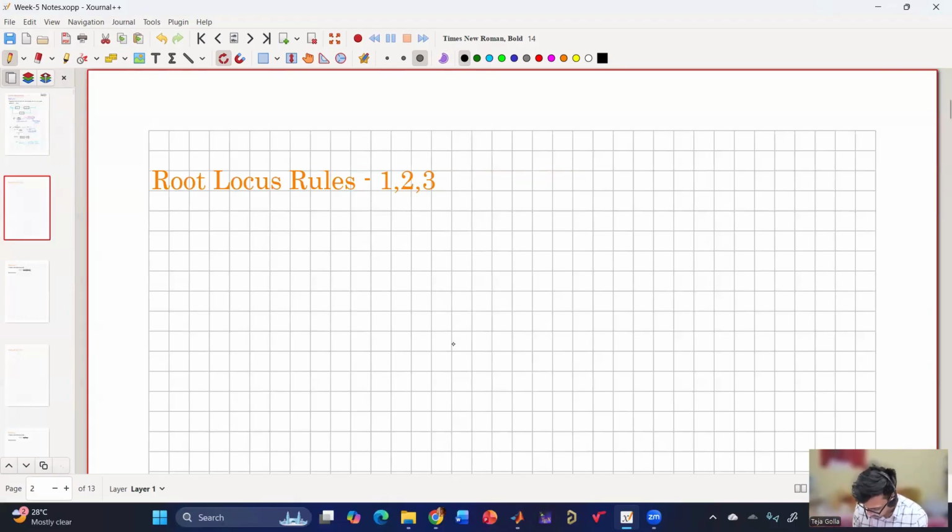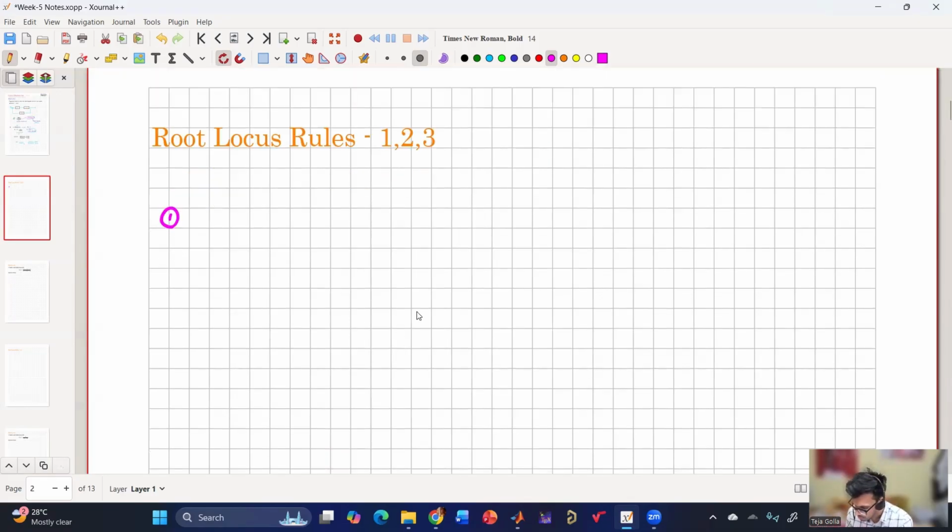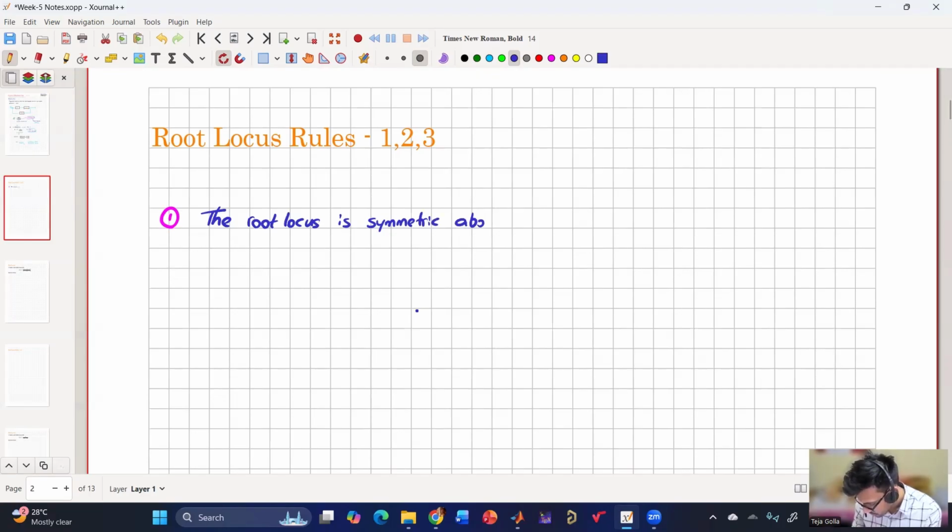So first, rule number 1. The root locus will be symmetric with respect to the real axis. So whatever is above the real axis will be on the below side. So if you draw on one side, you can just do the mirror image and you can get the other side. So that is rule number one. The root locus is symmetric about the real axis.